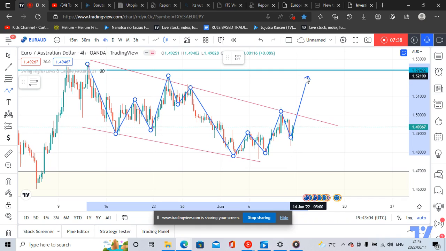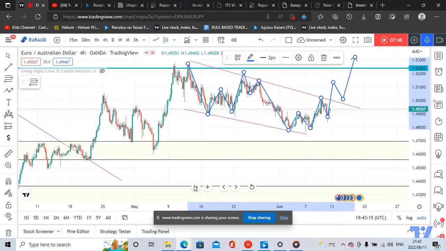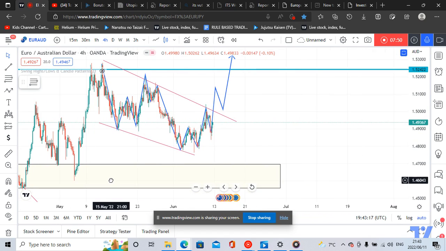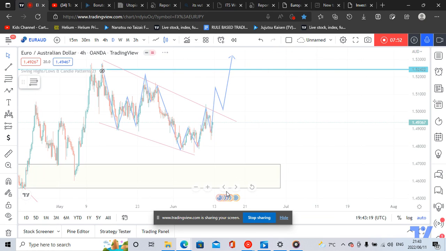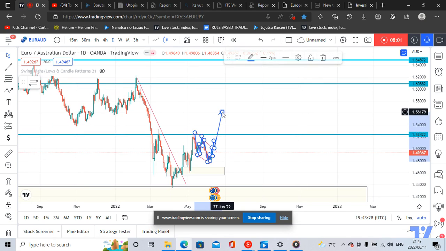So what can happen here is that we can either break up to the upside, then pull back down here, and then continue with our upward movement as we have seen on the daily time frame. That's how we can actually trade this. The important thing here is to break this area so that we can move to the upside.